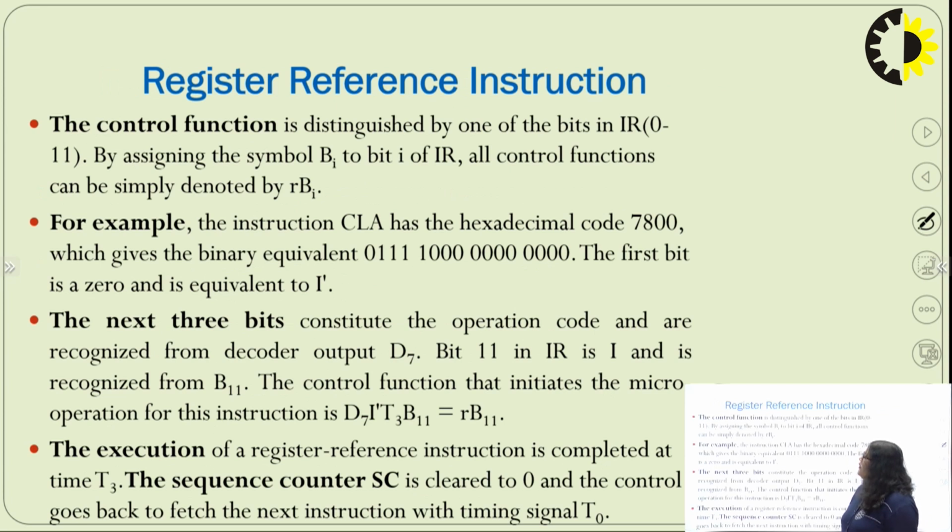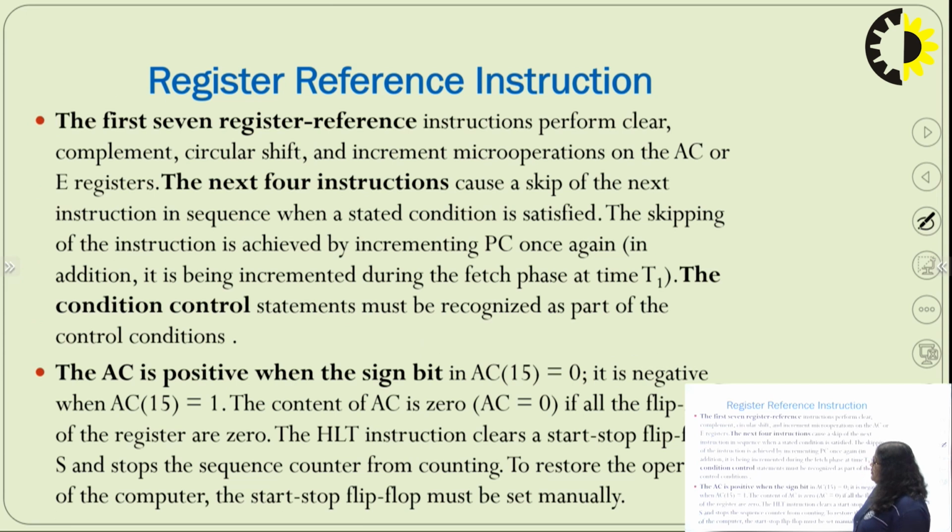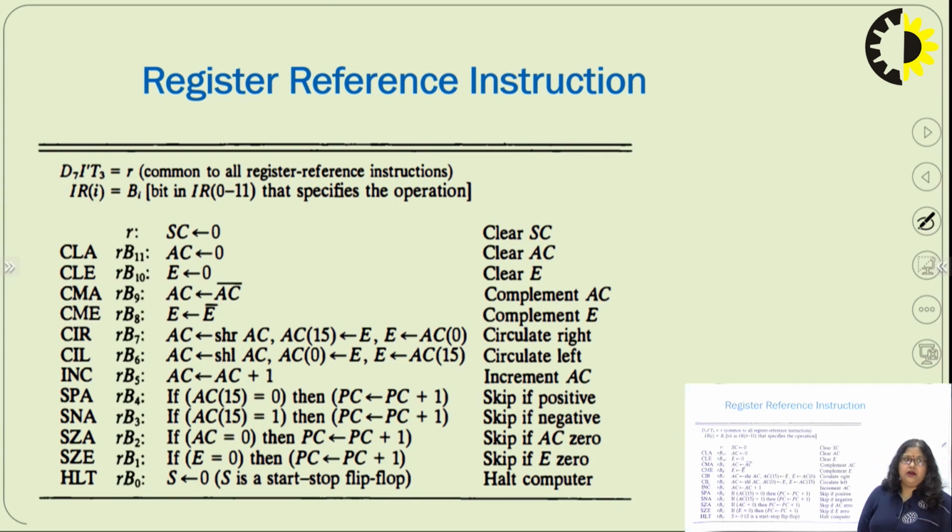Now, the register reference instructions. Register reference instructions means the D7 bit is high in this case, but for the memory reference instruction the D7 bit is low. When the D7 bit is high, the bits 12 to 14 are always 111.